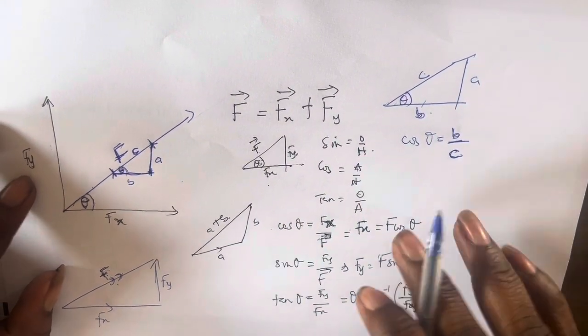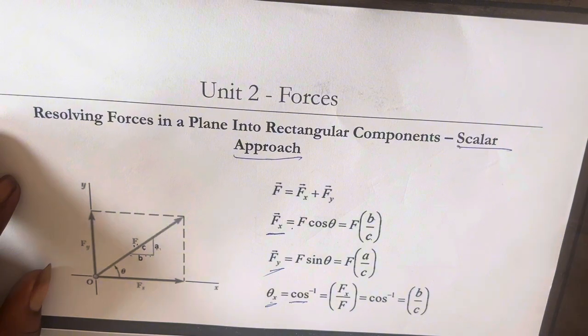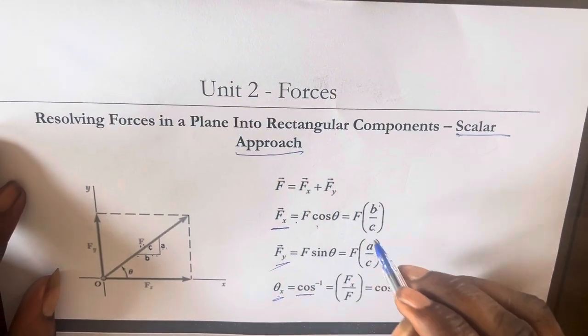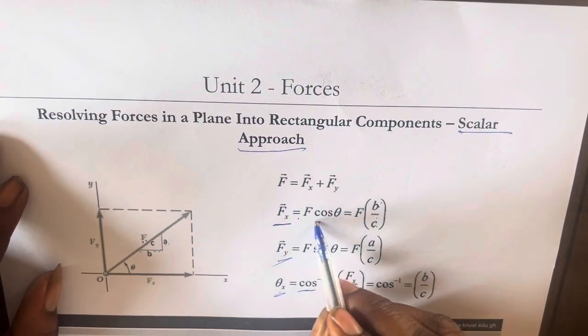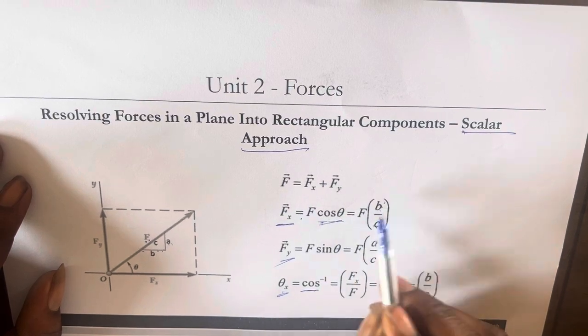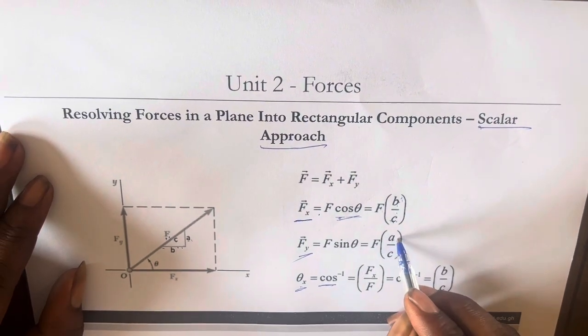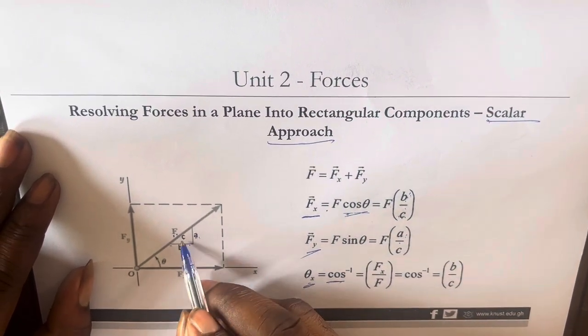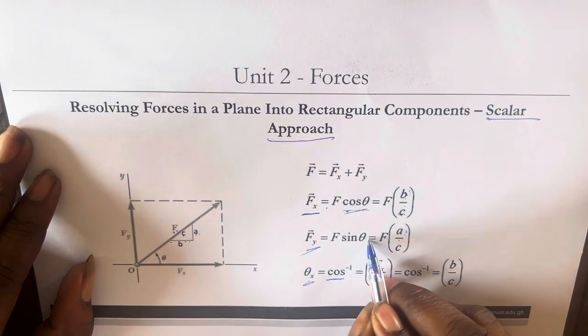B over C. So putting this B over C here, we get F times B over C. That is, cos theta is B over C, so we get F times B over C. The same happens to the sin theta, which is opposite over hypotenuse, A over C. So F sine theta is F times A over C.